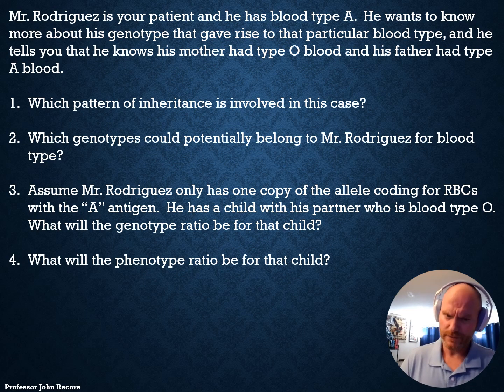The alleles giving rise to red blood cells with the A antigen, as well as red blood cells with the B antigen, exhibit a pattern that's known as codominance. A and B are codominant with one another. What that means is that if we get one copy of the allele giving rise to the A antigen and one for the B antigen, the blood type that the individual will exhibit will be type AB.